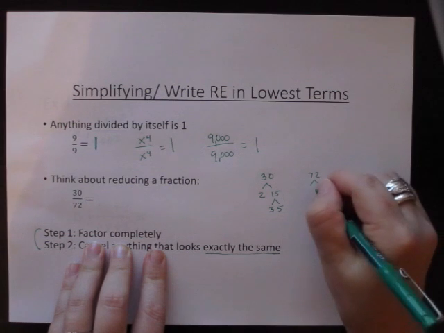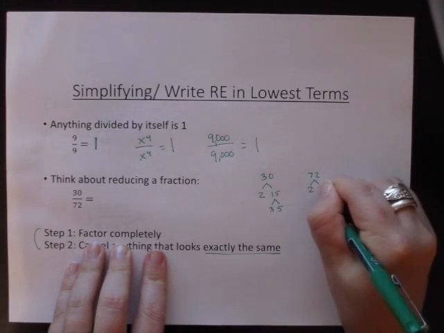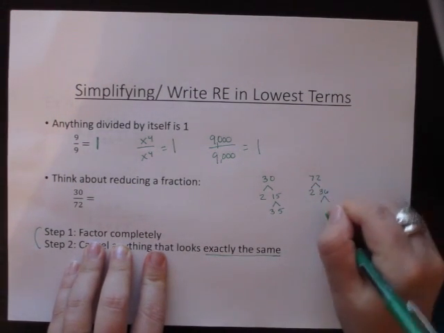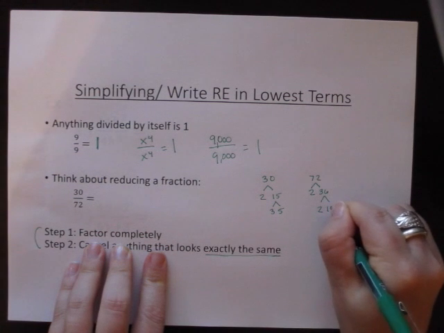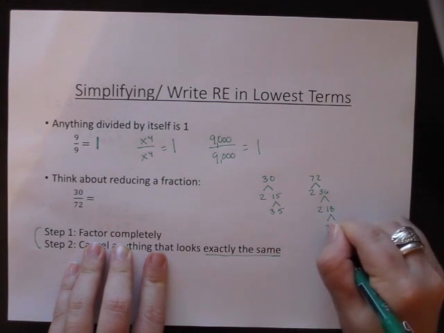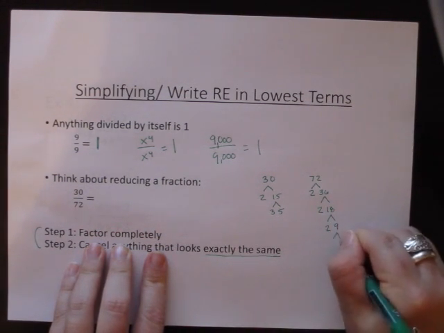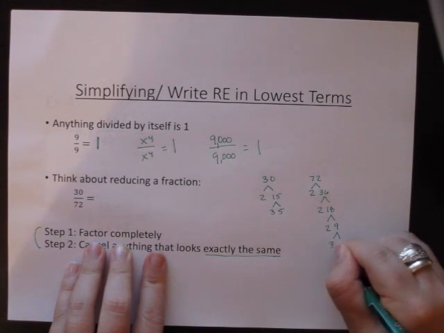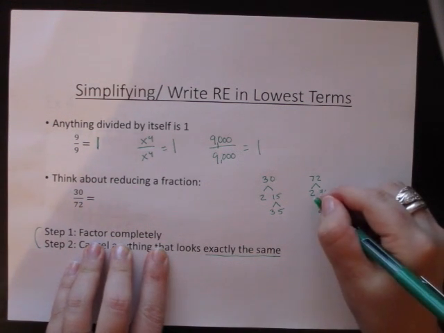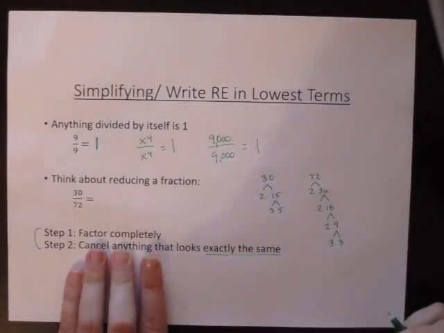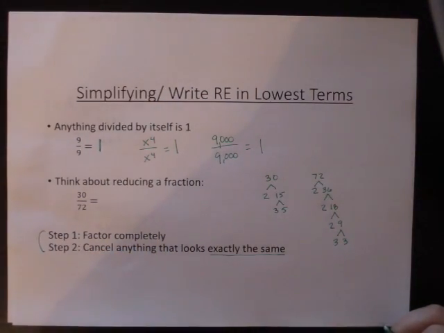So now let's do 72. 72 is even, so I'm going to go 2 times 36. 36 is even, so I'm going to go 2 times 18. 18 is still even, so I'm going to go 2 times 9. And then 9's not even, but I can go 3 and 3. And remember, I have all prime numbers, so I'm good as gold there too.